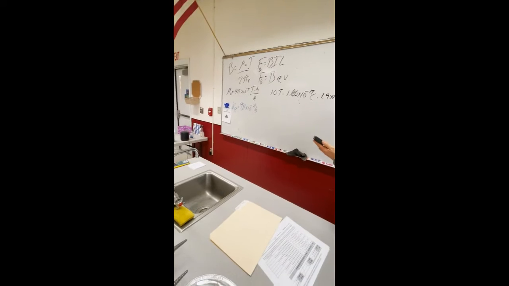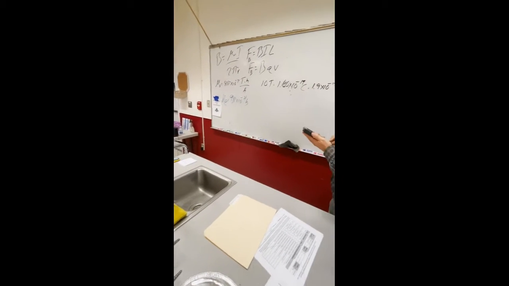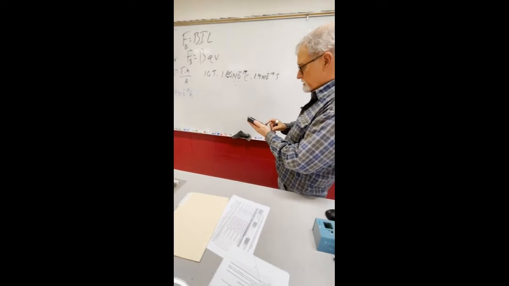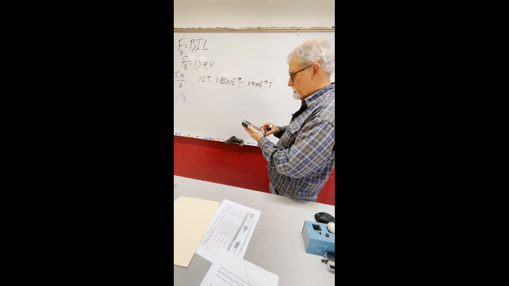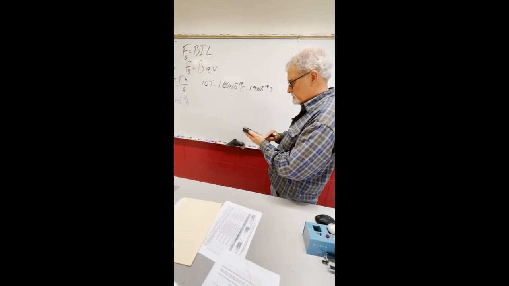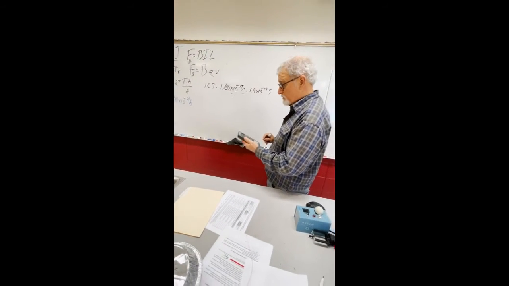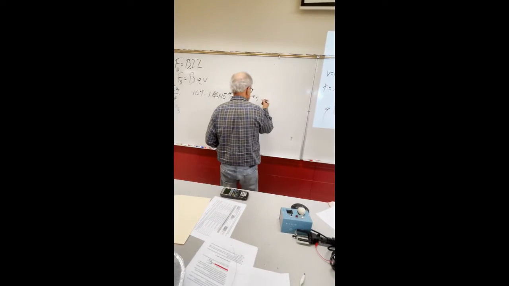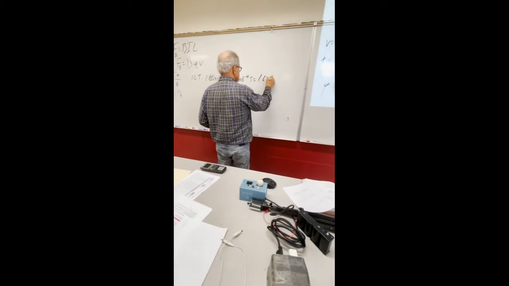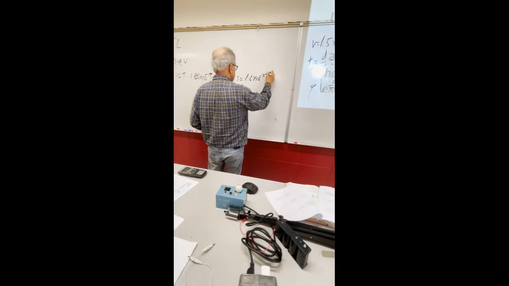Times 10 to the negative 19. Oops, not divided by, times 10. I get 1.6 times 10 to the negative 27 newtons. 1.6 times 10 to the negative 27 newtons.